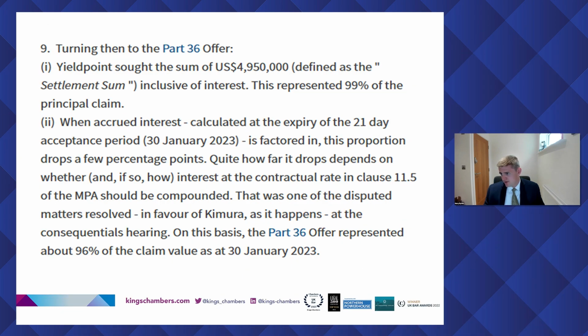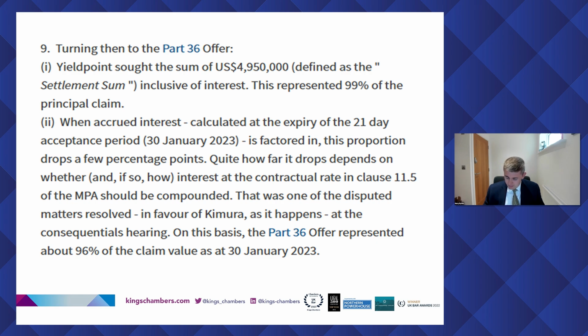Yield point sought the sum of £4,950,000 inclusive of interest, and that sum represented 99% of the principal claim. And then there was a complicated question as to the rates of interest applying at various times, but essentially the Part 36 offer represented about 96% of the claim value.